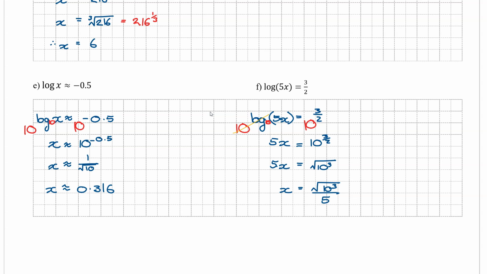Now, we can simplify this down a little bit further in that we can rewrite this surd here as 2 root 10. Or if we wanted to evaluate it, x will approximately equal 6.325.